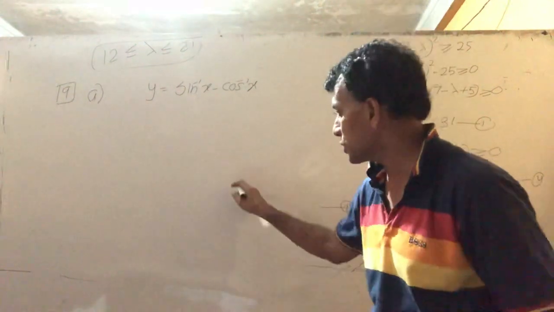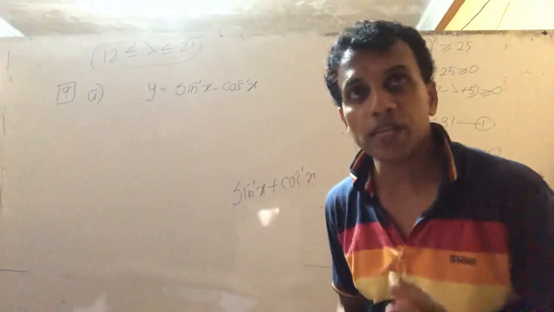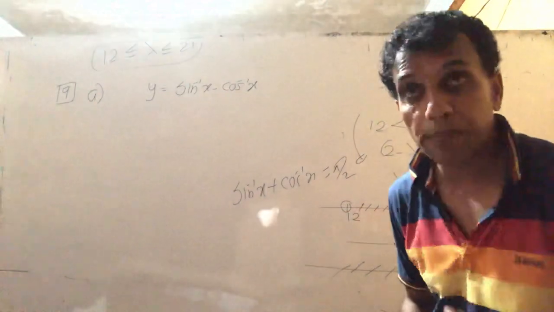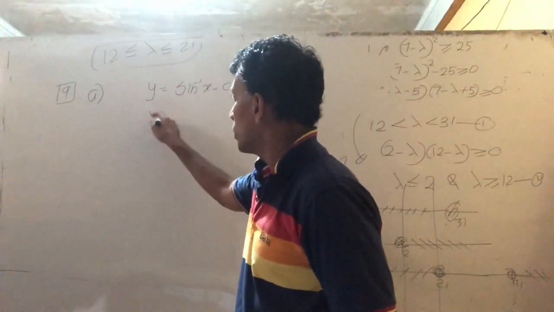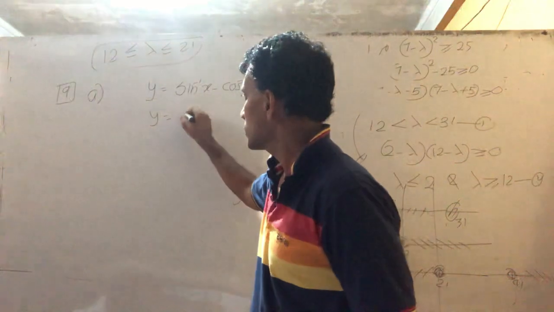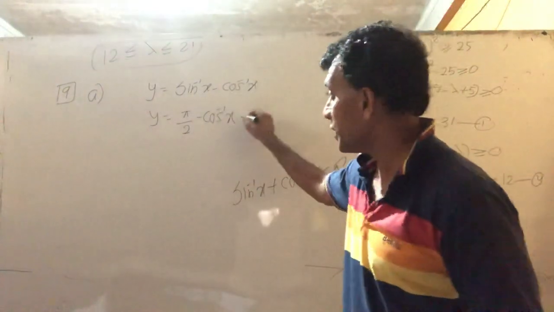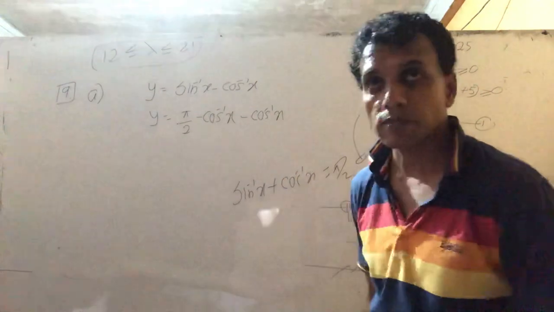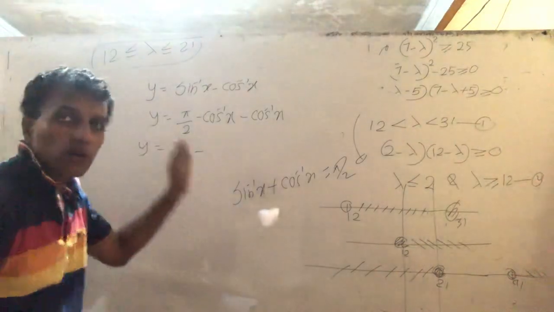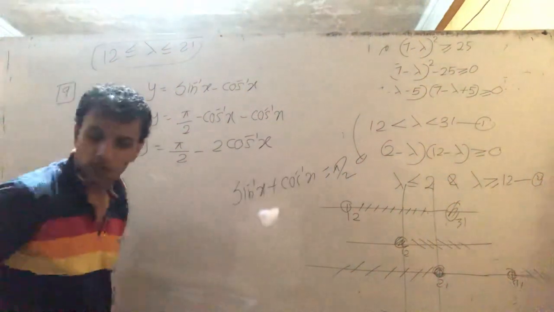Do you know another theory of inverse? Sine inverse x plus cos inverse x. What is sine inverse x plus cos inverse x? It equals pi by 2. Therefore, y equals, I can write sine inverse x as pi by 2 minus cos inverse x. So y equals pi by 2 minus cos inverse x minus cos inverse x, which is pi by 2 minus 2 cos inverse x, right?